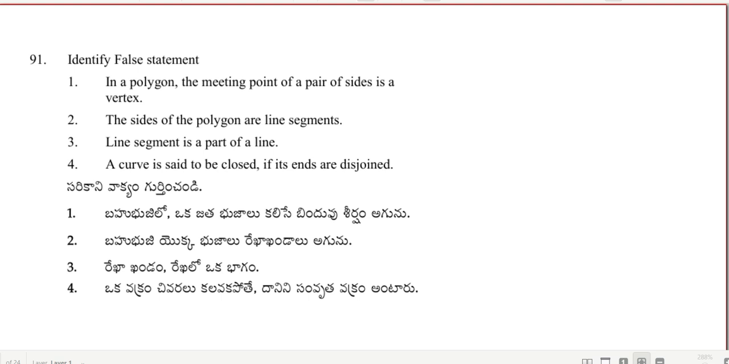Now we are going to discuss the first problem from this model paper. Let us observe the first question. Identify the false statement. First statement is what? In a polygon, the meeting point of a pair of sides is a vertex.